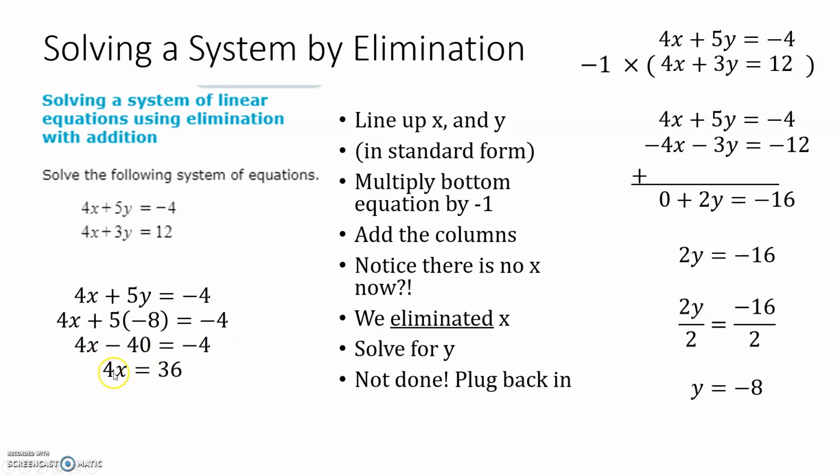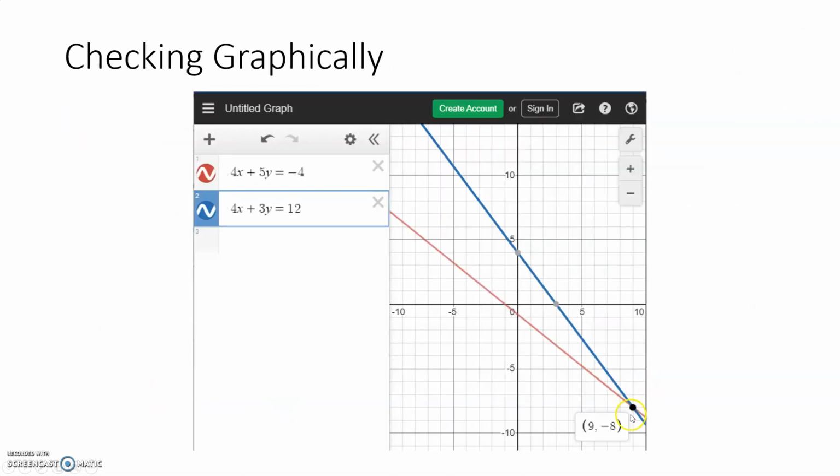Add 40 to both sides. We get 4x equals 36. Dividing both sides by 4, we get x equals 9. Hopefully you got that; feel free to pause and plug it in yourself. We can very quickly check that on the graph. We get x equals 9 and y equals negative 8. And there we have it.